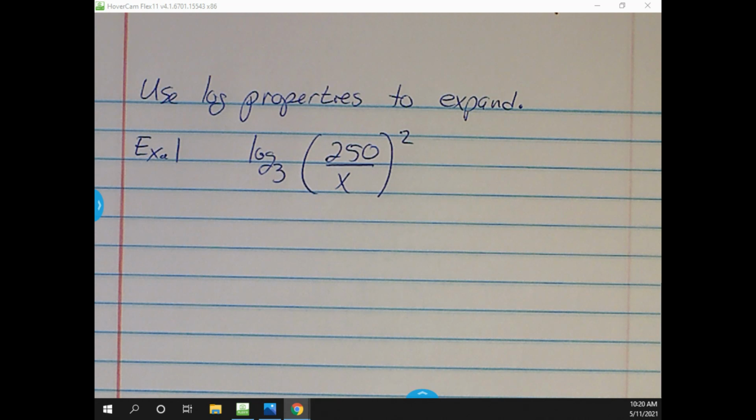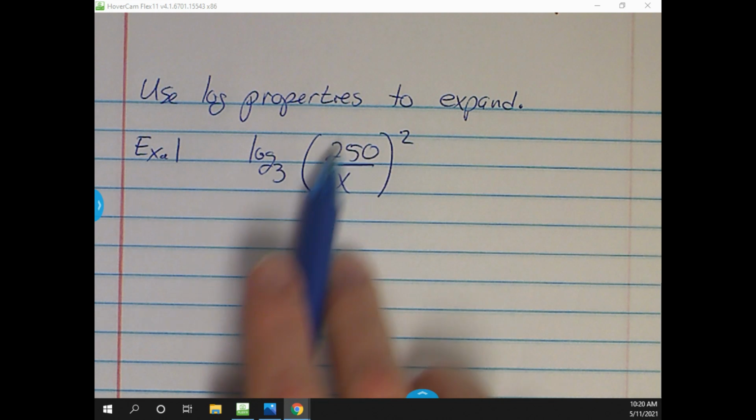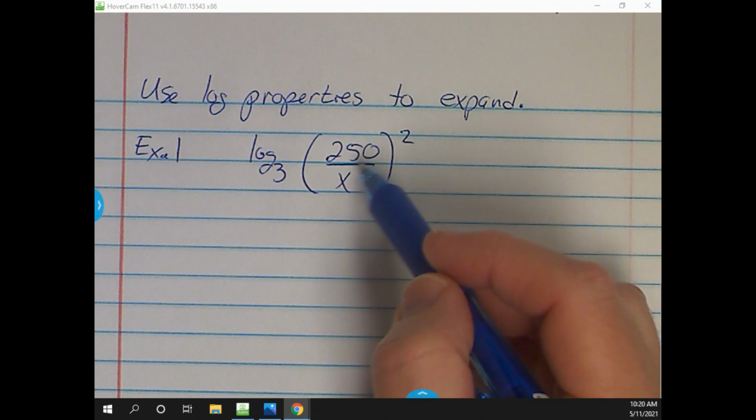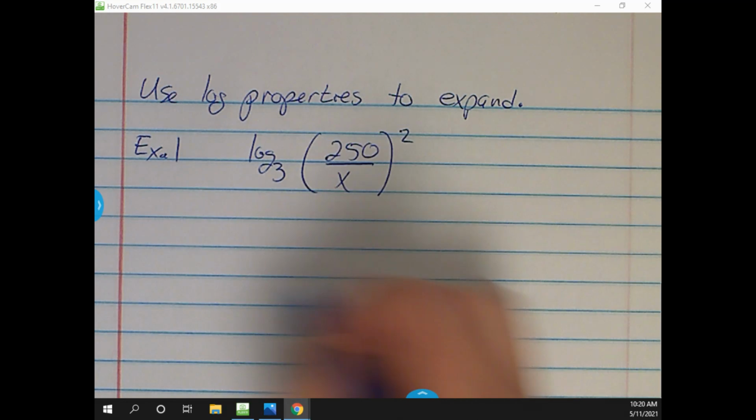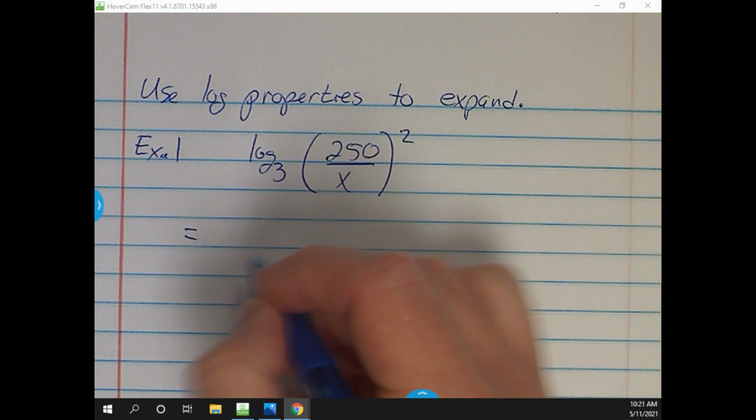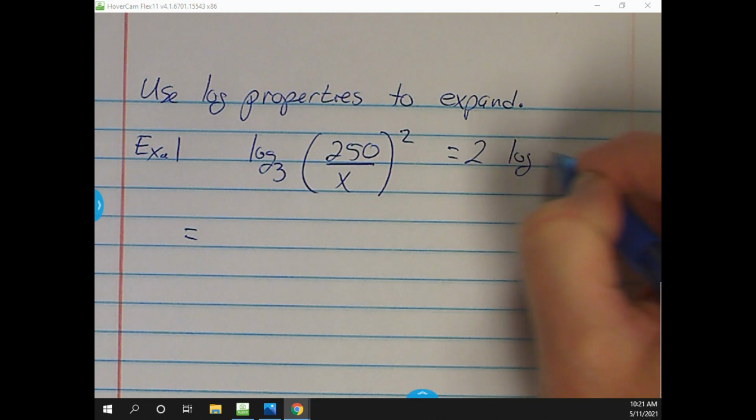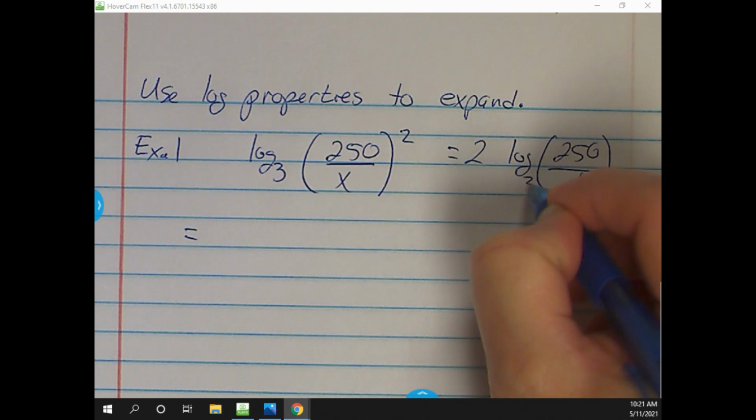All right, so you've got 2 things you've got to look at. First off, you've got 250 divided by x on this part, but you've also got to the second power. Since it's basically the whole thing to the second power, the first thing we're going to do is move that 2 that's up here, so it's 2 times the log of 250 over x base 3.